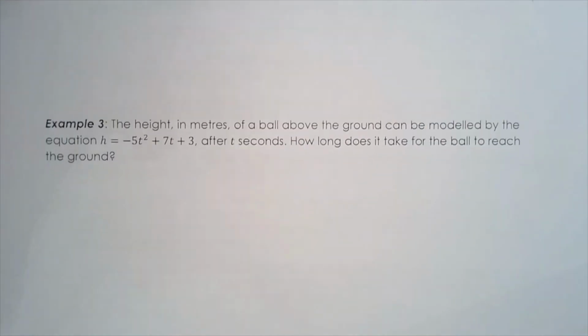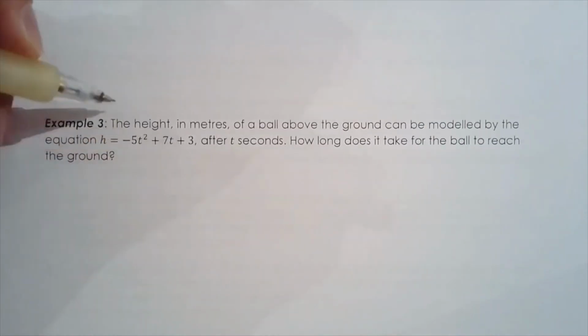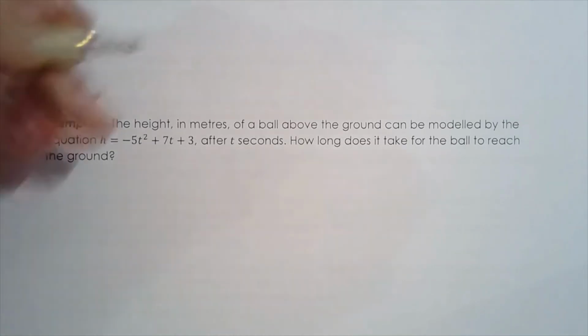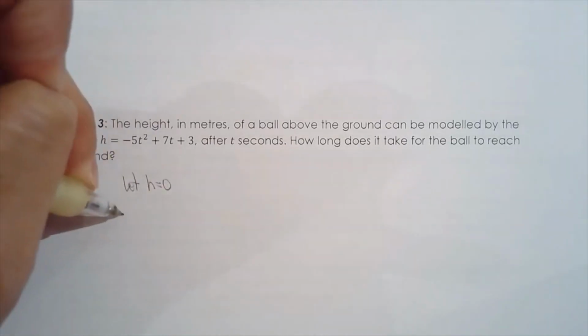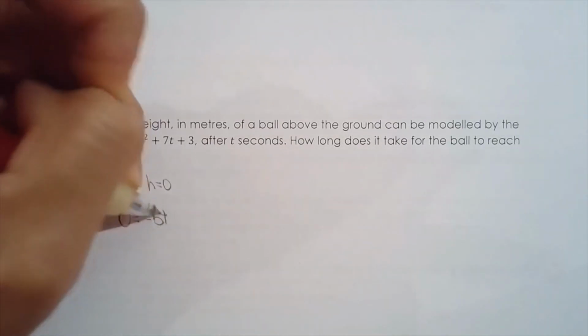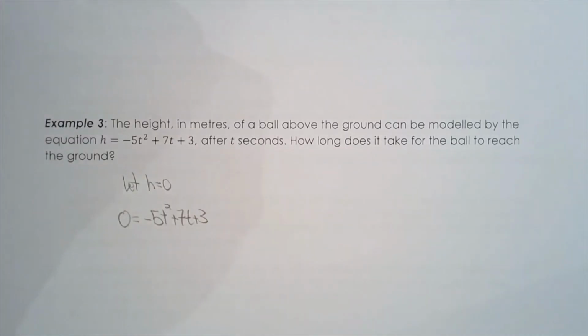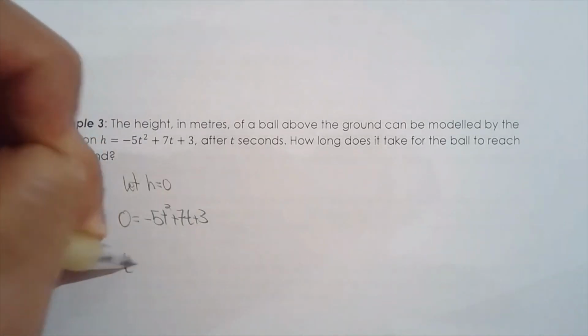All right, last one. You have this equation, represents how high above the ground it is after t seconds. How long does it take for the ball to reach the ground? So let h equal 0. So negative 5t squared plus 7t plus 3. Is this factorable? I'm playing with the factors in my head. No. So if that's the case, use a quadratic formula.